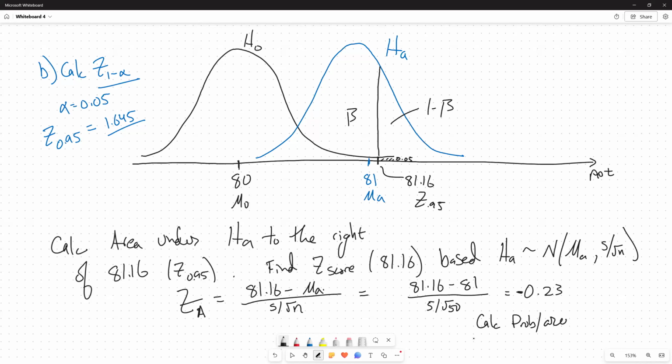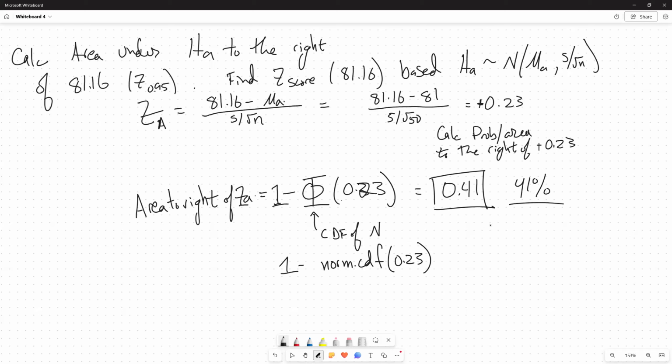We could do 1 minus norm CDF using the Python functions, the 0.23 standard normal distribution, and that gives us 0.41. So what that means is we have a 41% chance of correctly rejecting the null hypothesis. So I'm going to go ahead and say that's low power. All right, so there's a couple other things we can consider.